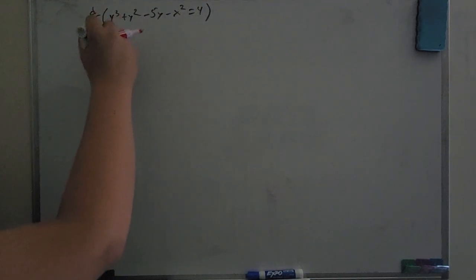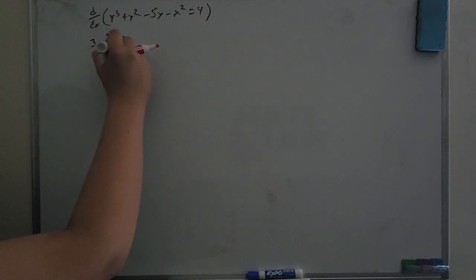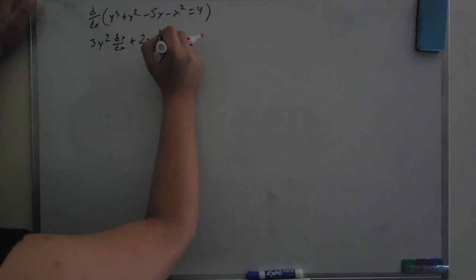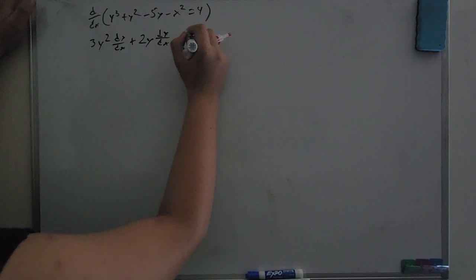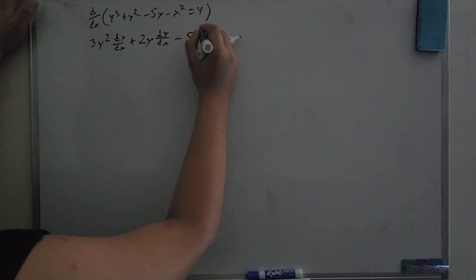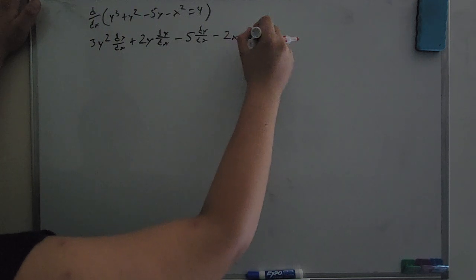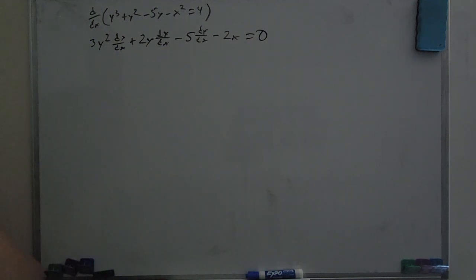So 3, you can just do it easily. So 3y squared dy dx because you're differentiating it, and then that'll just be 2y dy dx minus 5 dy dx, and then that'll just be 2, and then equals 0 because our constant is 0. So now you want to basically get dy dx by itself, and then that'll just be the differentiation problem.